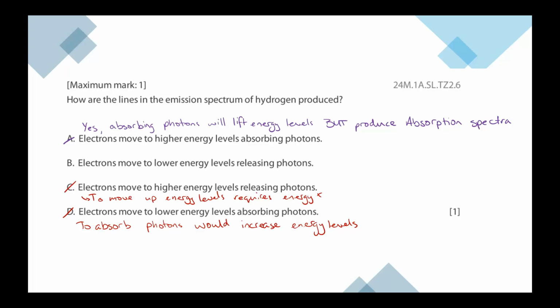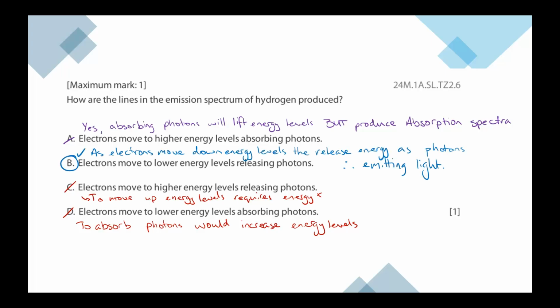Yes, when they absorb photons, they will lift energy levels, but they then produce absorption spectra. That's not the process for making emission spectra. And as electrons move down energy levels, they release energy as photons. This is emitting light, which is the emission spectra.